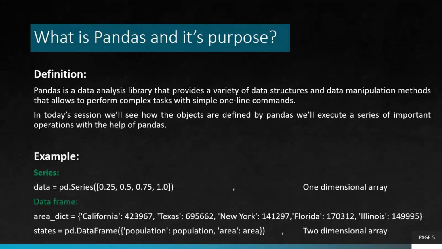Let's see an example. So pandas has two types of data structures. The first one is Series. The second one is DataFrame. As we can see, a Series stores a single data column and is one-dimensional. However, a DataFrame consists of a two-dimensional tabular data structure with labeled axes such as rows and columns.